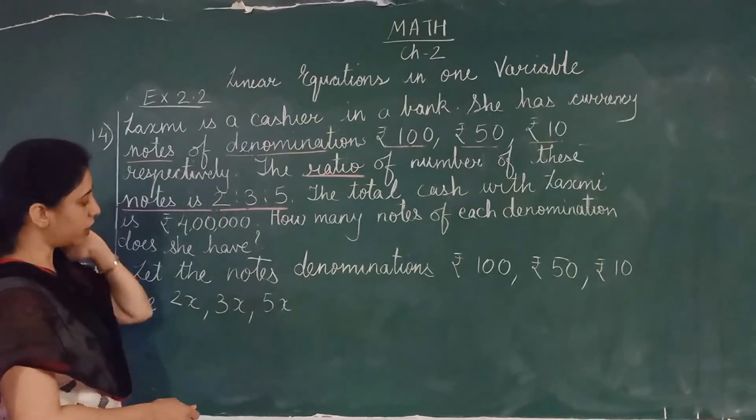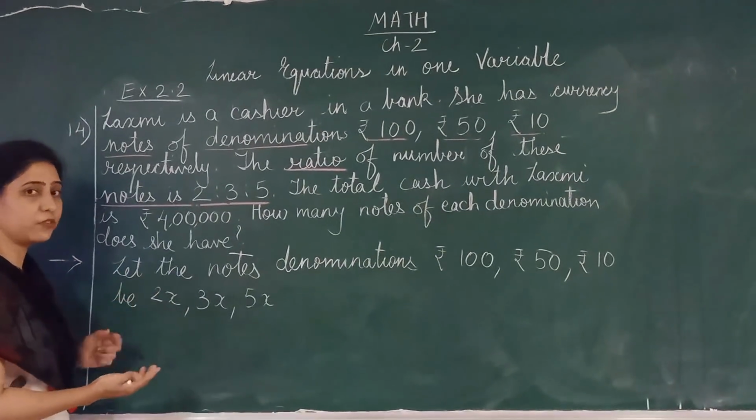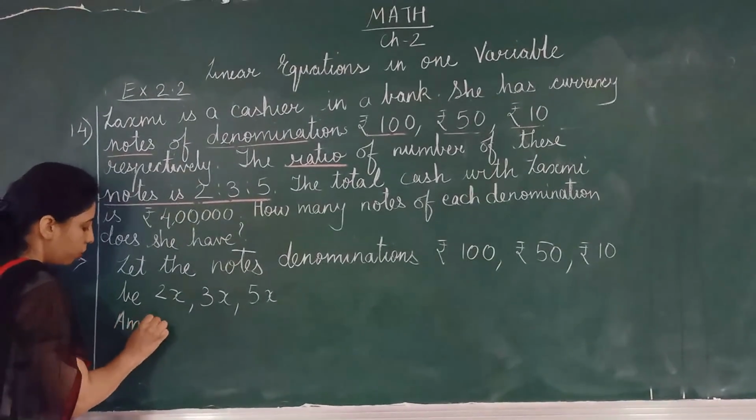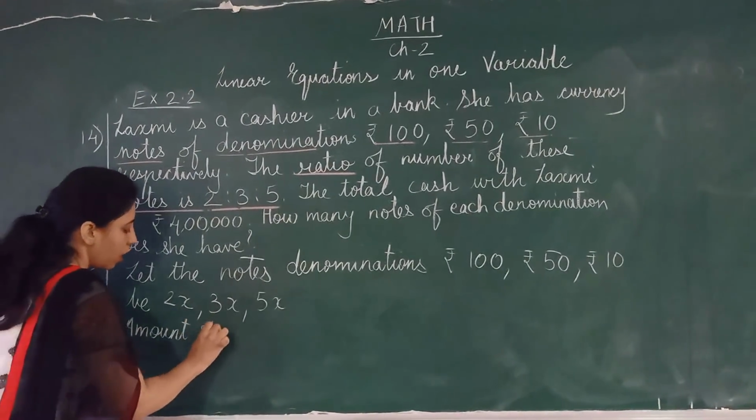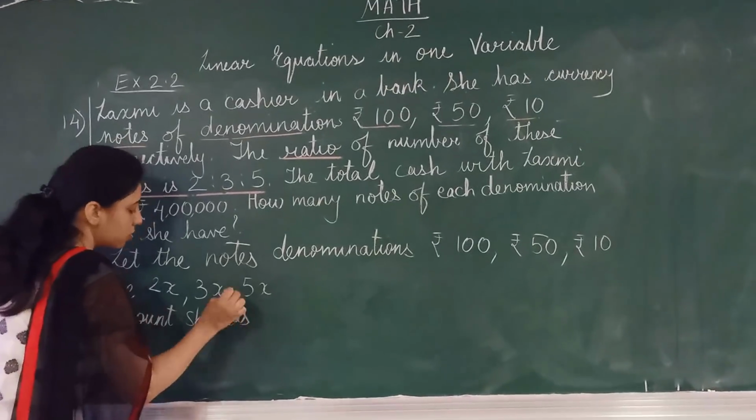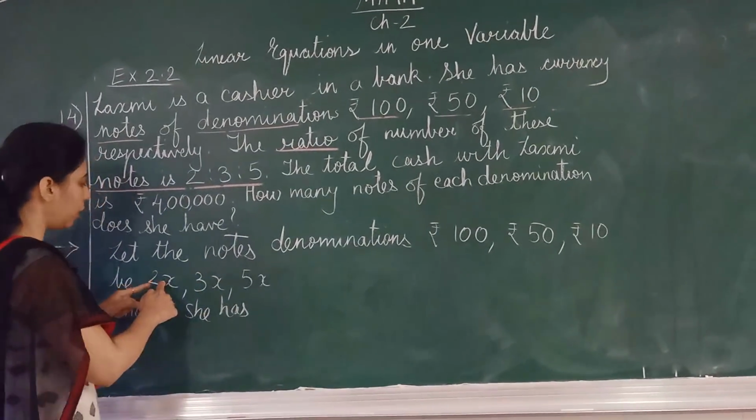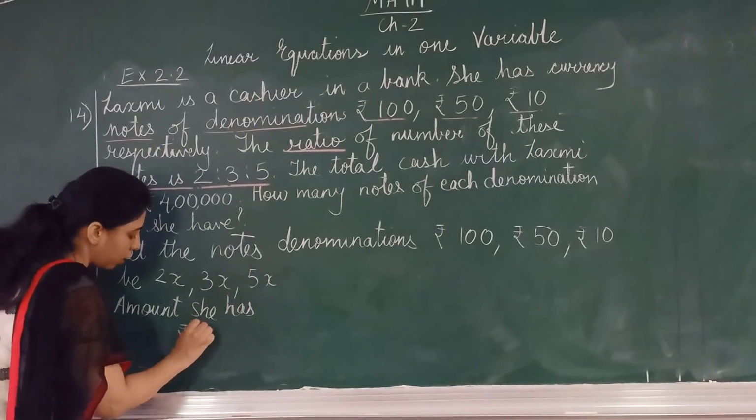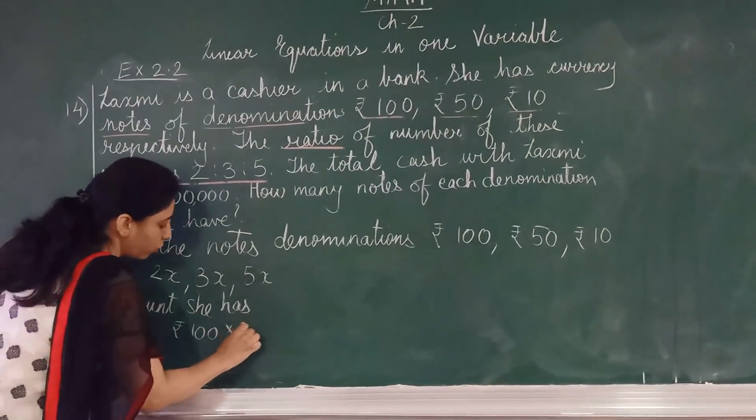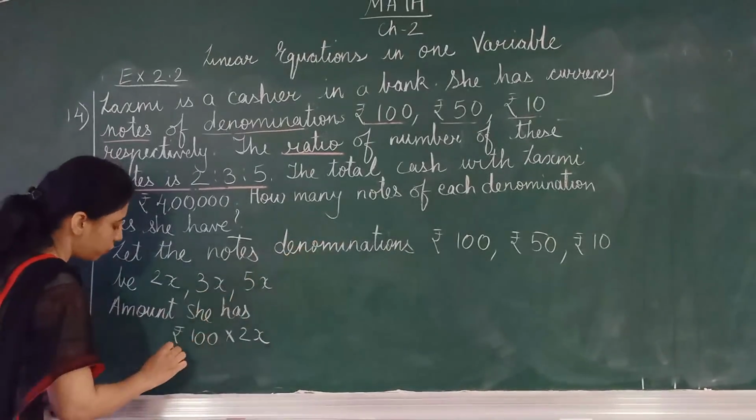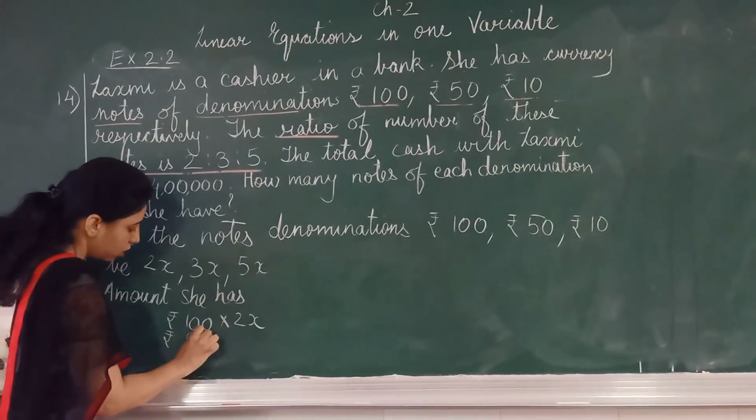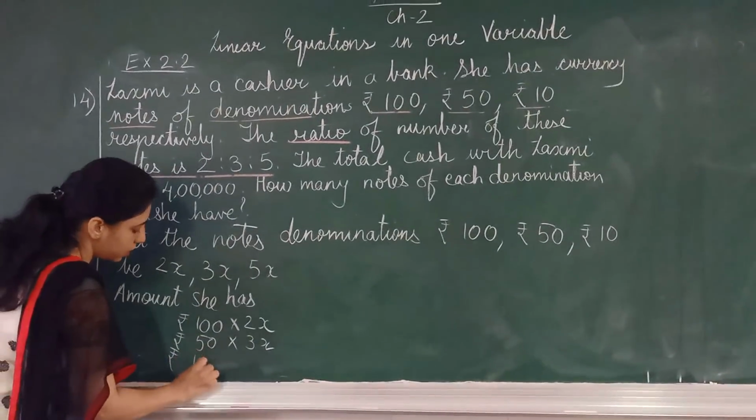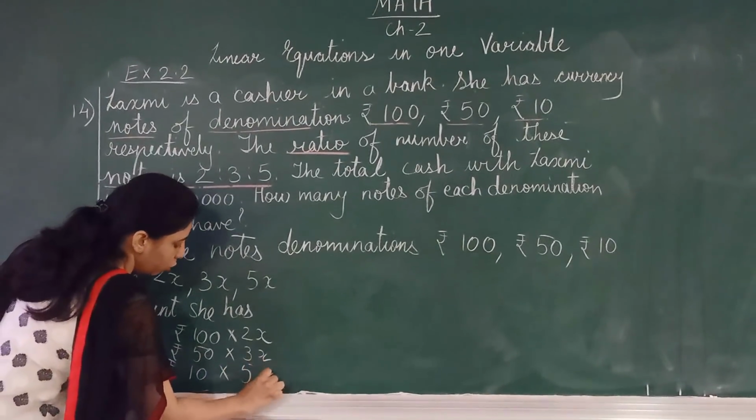Okay. So now, how much amount does she have? We don't have the amount, so first we find out the amount Lakshmi has. What will be the amount? You only have to multiply rupees 100 into 2x, rupees 50 into 3x, and rupees 10 into 5x.